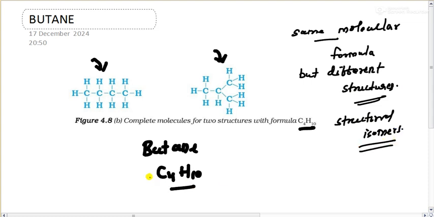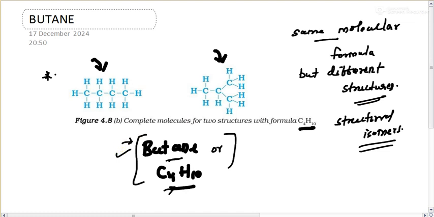Next, the sub question is, name the first member of alkane that shows structural isomerism. So the answer is butane. You can write butane or C4H10. No need of drawing the diagram for this question. They have asked only the definition and the first member of alkane which shows structural isomerism. So it is butane, which has the same molecular formula but different structural formulas, and it is the first member of the alkane group. Got it, guys? Are you getting it?